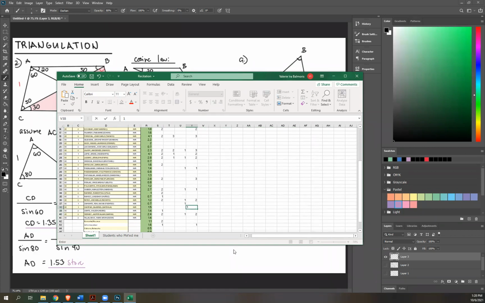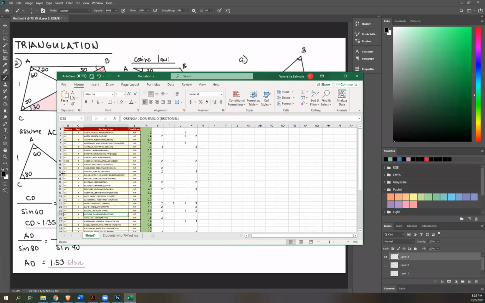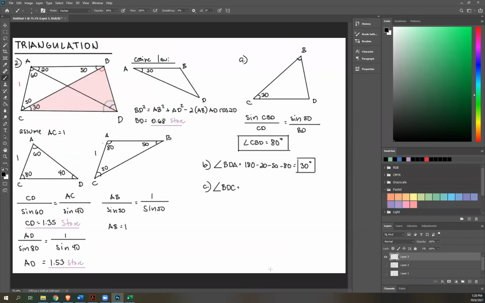Correct. 70. Oh, it's not 120. I got you there. It's 70. Why? You can do it one of two ways. One is 180 minus 30 minus this, which is 80. So you'll get 70. So that's one way.